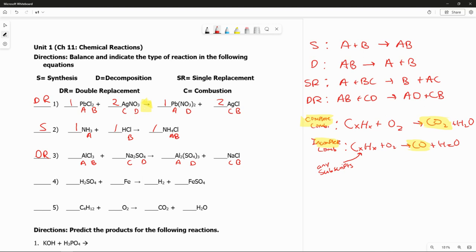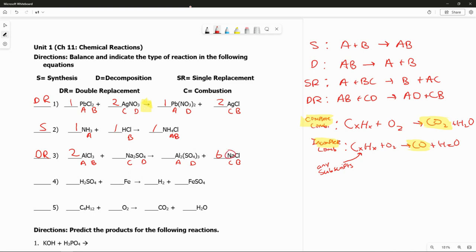We have AlCl3 and Na2SO4. So let's start with Al. Al, there's one here and two here. So we want to double this to make this Al2 and cancels with this. And this becomes Cl3 times, so 3 times 2 is 6. So we have 6 Cls on this side. We have only one Cl on this side. So we want to make this a 6.